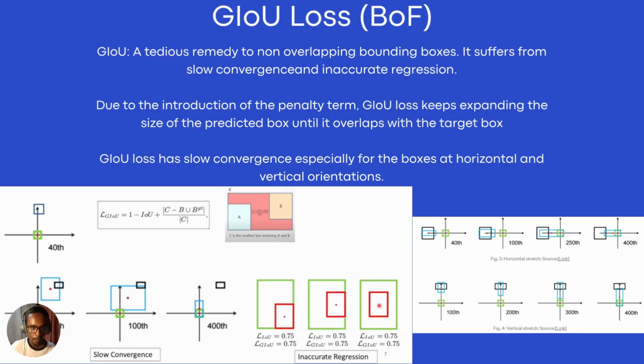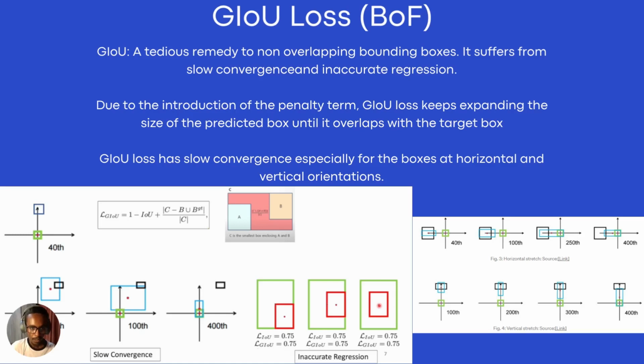When the predicted bounding box is on the y-axis and on the x-axis, it suffers from slow convergence, which means it takes many steps until it reaches the green box. As we can see, for the slow convergence, it requires up to 400 iterations just to reach the green bounding box. And we also said it suffers from inaccurate regression.